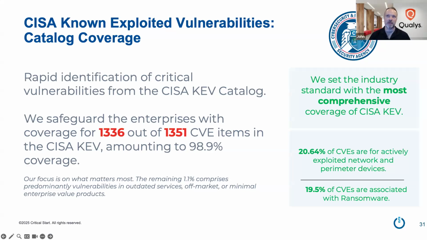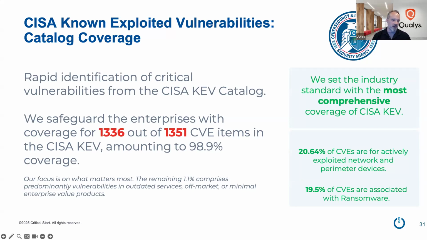Right. And when we talk about the first thing on there, it was a vulnerability management program, and we talk about patching and that risk-based vulnerability program, it really can start with somebody like Qualys, for example. And here at Qualys, when we look at the CISA KEVs, our catalog coverage is such that out of those 1,351 CVEs that are known exploitable vulnerabilities, we cover 1,336, amounting to about 98.9% coverage.